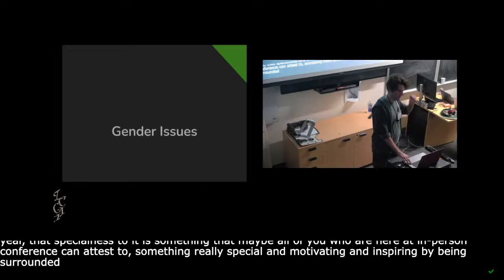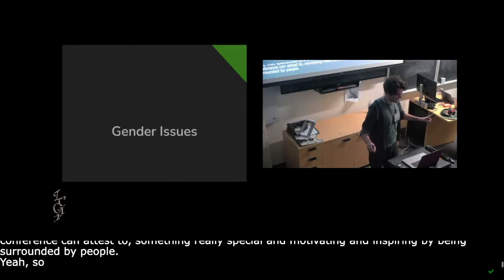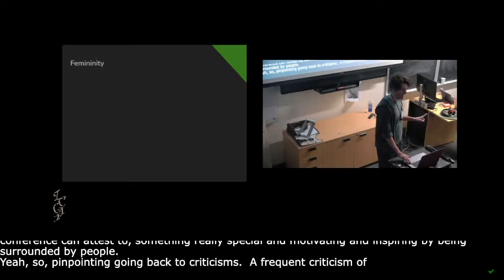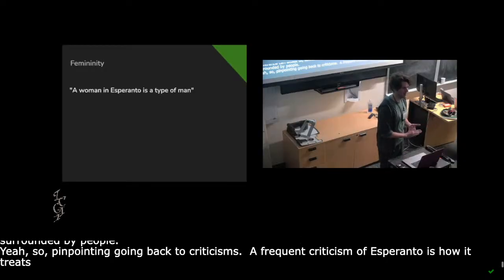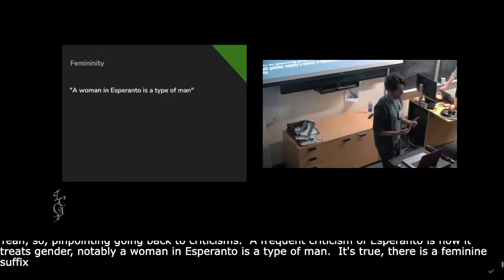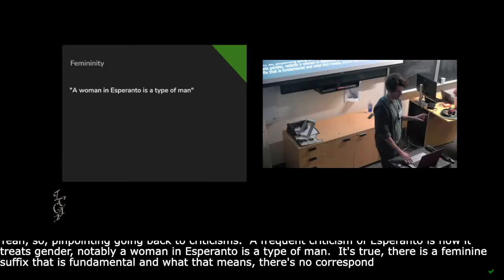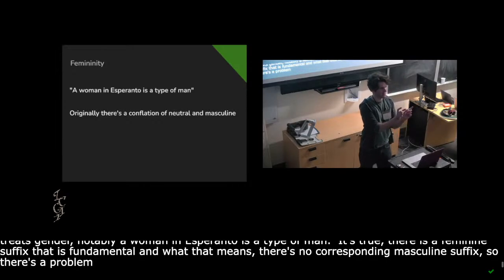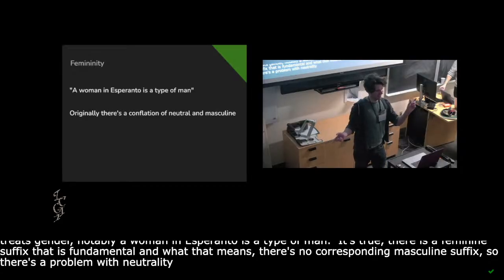So, ping-ponging, we're going back to criticisms. A frequent criticism of Esperanto today is how it treats gender. Notably, the famous "a woman in Esperanto is a type of man." You might have heard that. And it's true. There is a feminine suffix that is fundamental, and there's no corresponding masculine suffix. So there's this conflation of neutrality and masculinity. When you take the feminine suffix off of a root, is that root now masculine because there's no other way to denote masculinity, or is it neutral?